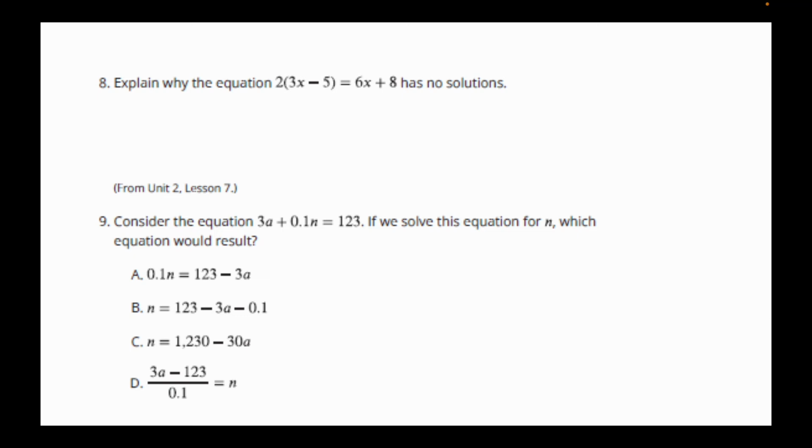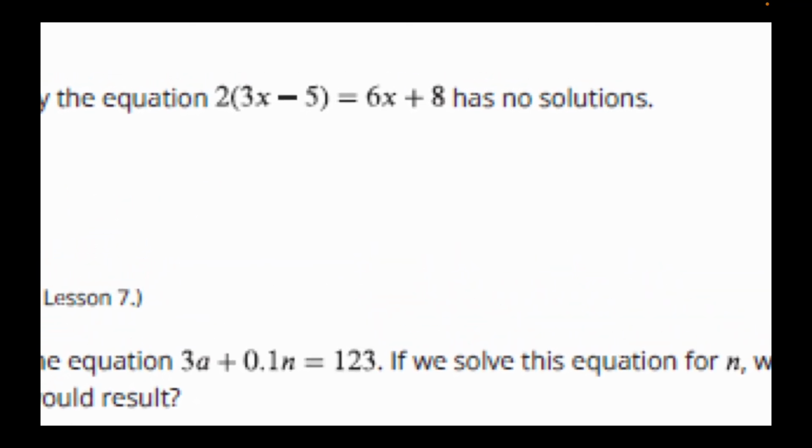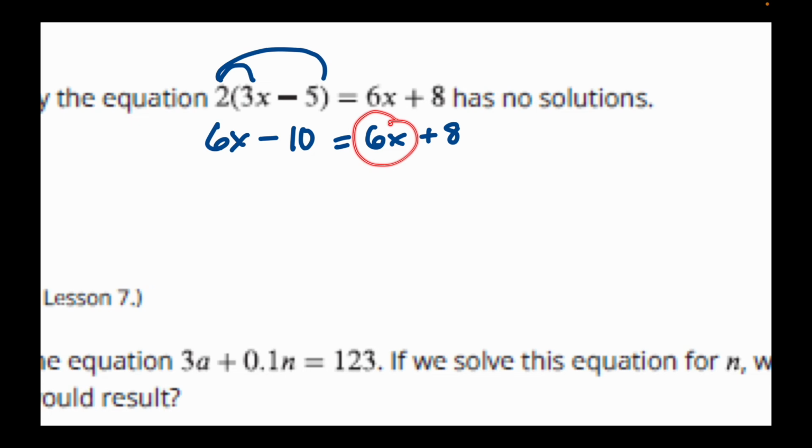Okay, for number 8, explain why the equation 2 times (3x minus 5) is equal to 6x plus 8 has no solutions. Okay, let's multiply this one out, and I'll show you the work, and then we can write a sentence. So let's distribute this part here. So this would be 6x minus 10 is equal to 6x plus 8. Now, we want to get all of our variables together and then all of our numbers together. So let's subtract 6x from both sides here.